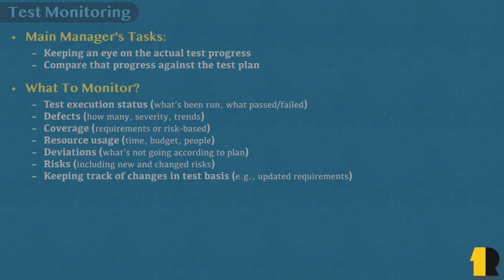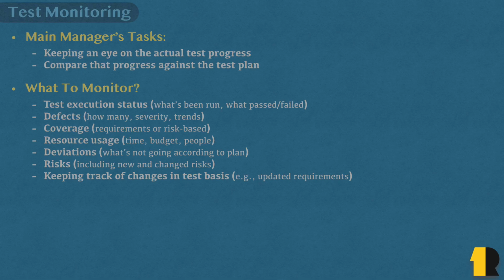Coverage is another important aspect. So you need to check whether your tests are properly covering the requirements or the identified risks. Not only that, but covering the most critical requirements and risks first is super important. Resource usage is another big one, as you have to monitor how your team is consuming time and budget. If you're burning through your resources twice as fast as planned, that's a big red flag.